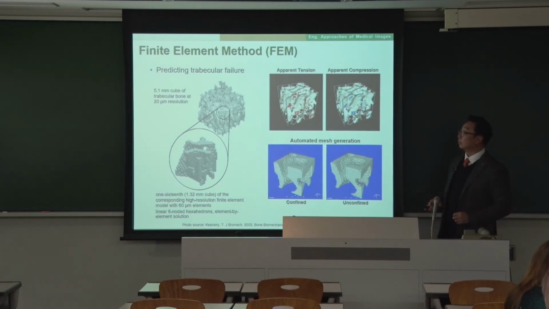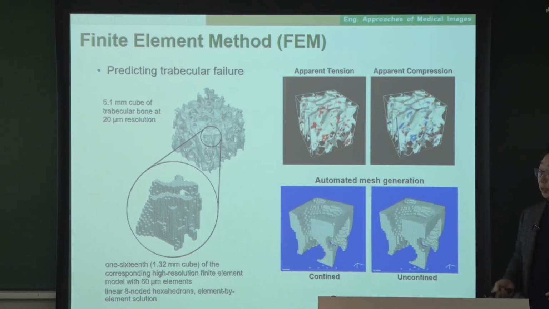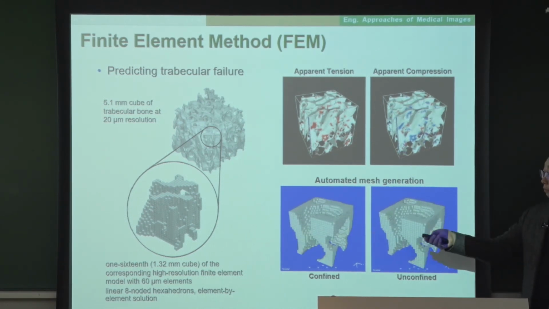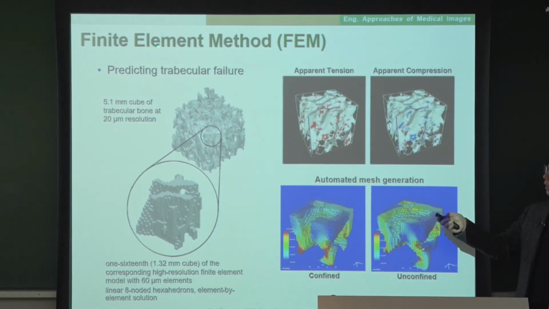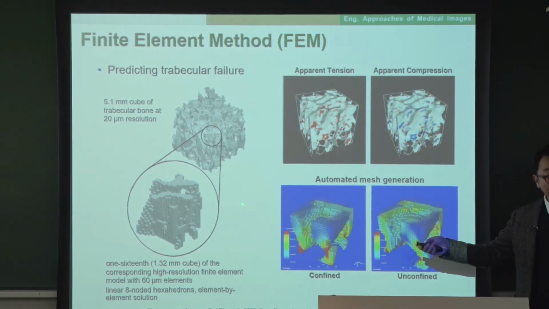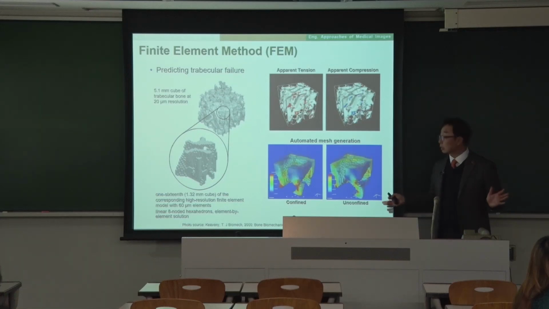Some of you already know the finite element method. So this is a 5.1 millimeter cube of trabecular bone. I'm not going to go into the details, but we cut this into a certain finite number of elements, let's say 1 million or 5 million, and then we do the analysis. We can use different boundary conditions. For example, we can confine this edge, or we let this edge be unconfined so that it is movable. There are some techniques involved in this, so we can get the structural analysis.